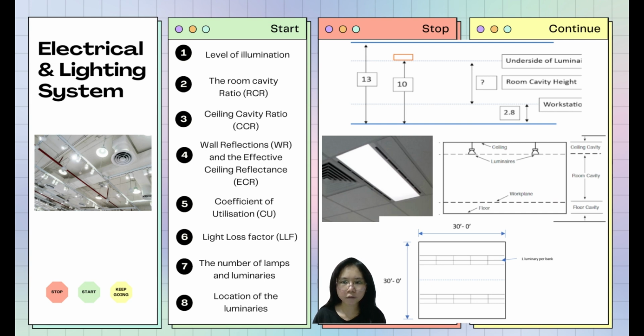Lastly, the location of the luminaire. By doing the previous steps, the illumination level within the room will be evenly distributed and will be adequate to perform the tasks within a clean room of the semiconductor industry.